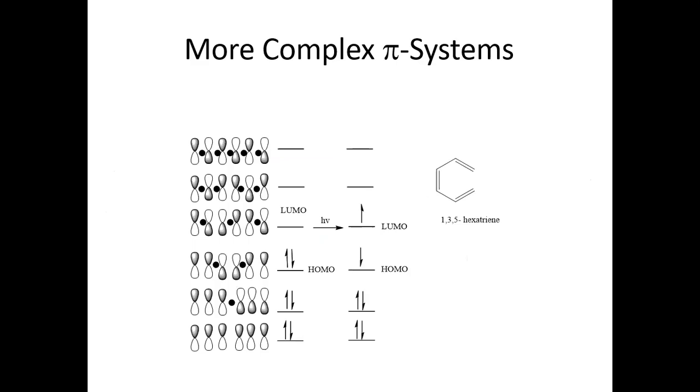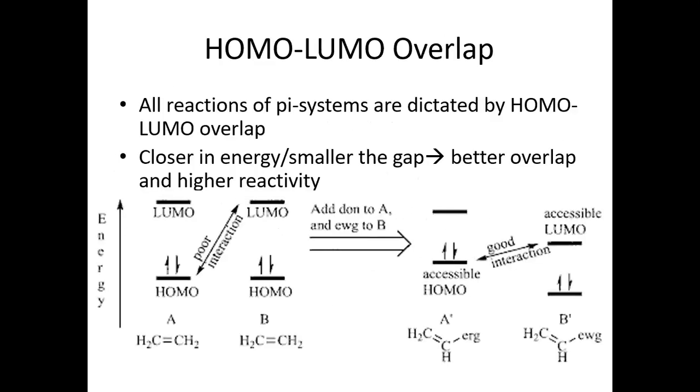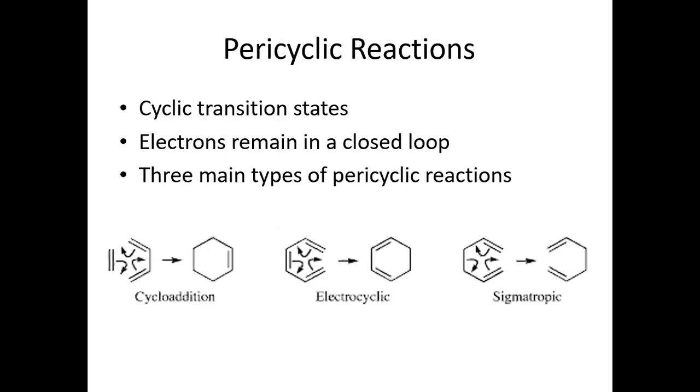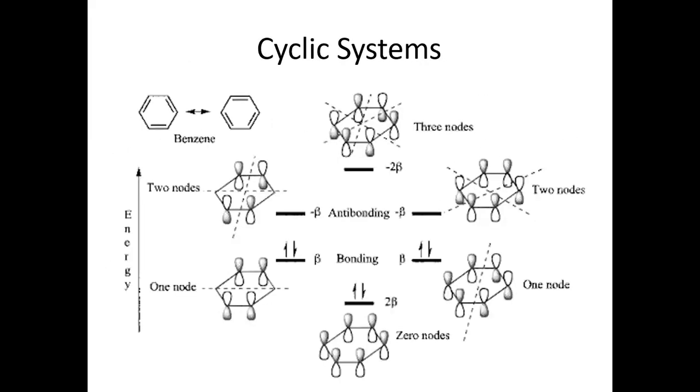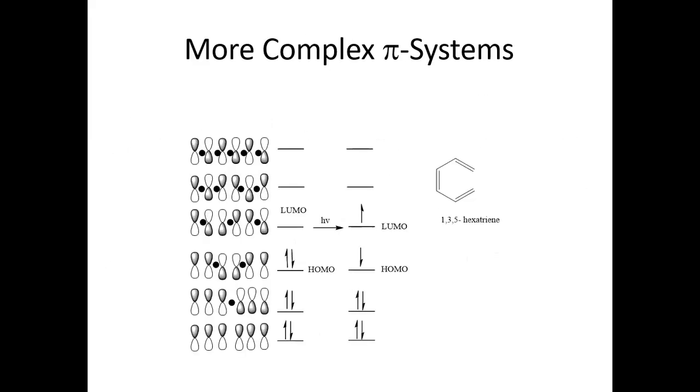You see the same with the 6-pi system. You have 6 p orbitals, so you're going to have 6 molecular orbitals, and they're depicted here. It follows the same wave pattern, right? 0 nodes, 1 node, 2 nodes, 3, 4, and then 5.